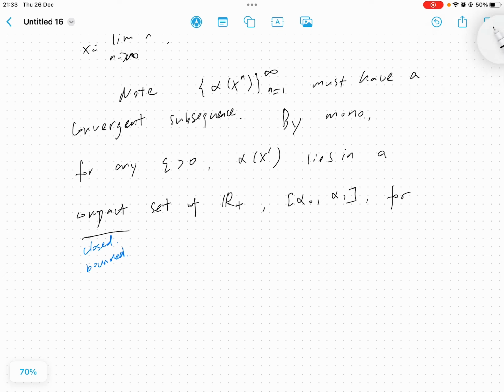Okay, so this alpha x prime lies in a compact set of R plus. So this would be a set from alpha 0 to alpha 1. And for all x prime, what is this x prime? It is such that the distance of x prime and x has to be less or equal to this epsilon. Okay.